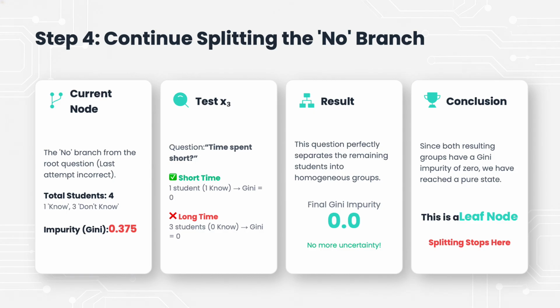Let's try X3. Did they take a short time? This splits the group perfectly. The student who took a short time is no, and the 3 who took a long time are don't know. Both new groups have a Gini of 0, so we stop here. These are our final leaf nodes.